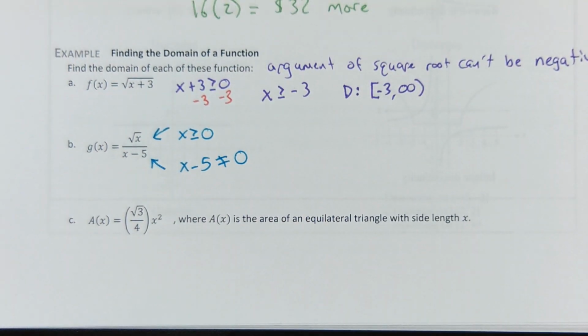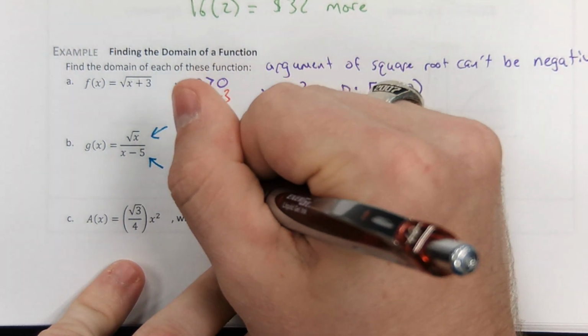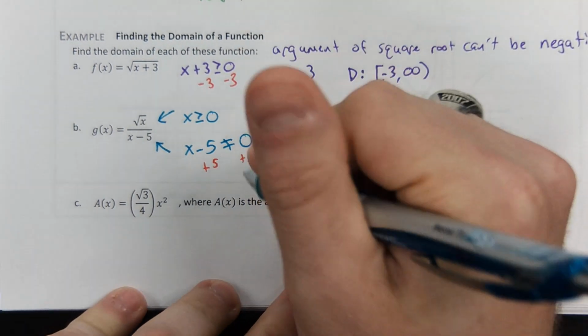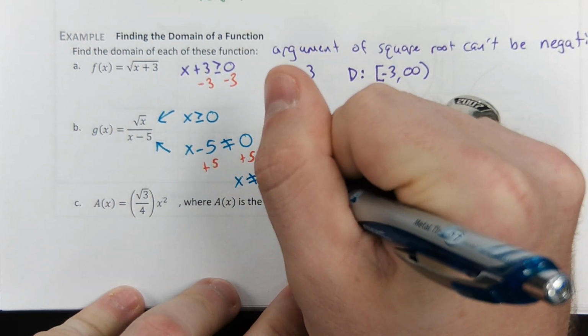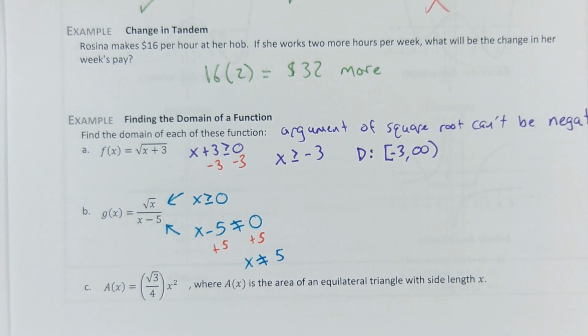You're not allowed to divide by 0. We don't know how big 0 is. We don't know how many zeros fit into things. So we treat it as an equation, inequality, and just get x by itself by adding 5 to both sides. And what we find out here is that we have a restriction on our x's. We cannot use the number 5. So we have two different rules. We have that x must be greater than or equal to 0, but x also can't be 5. And both rules have to be abided by.